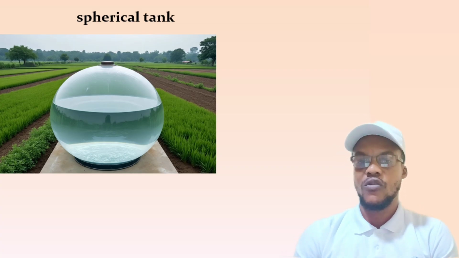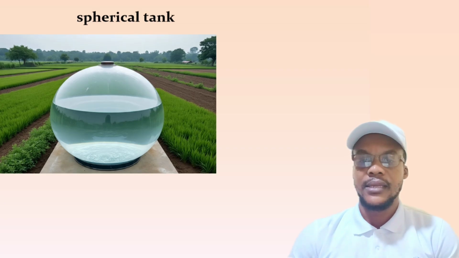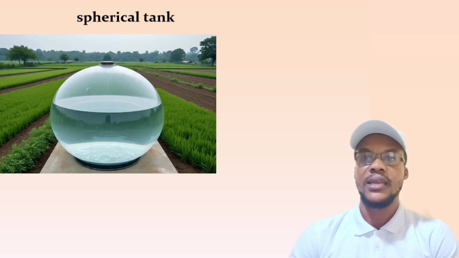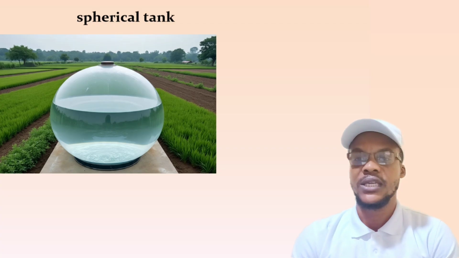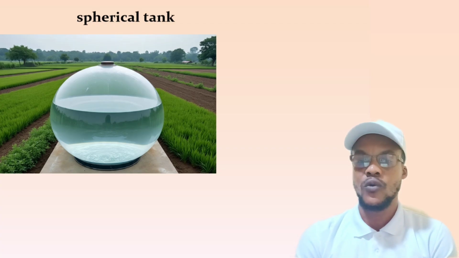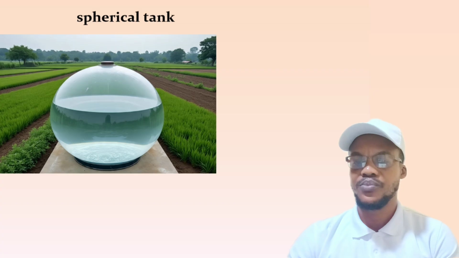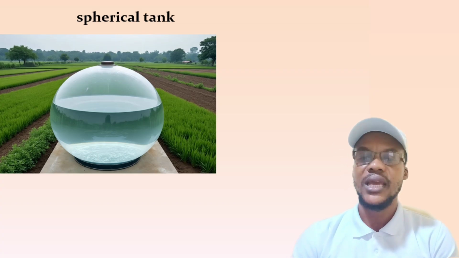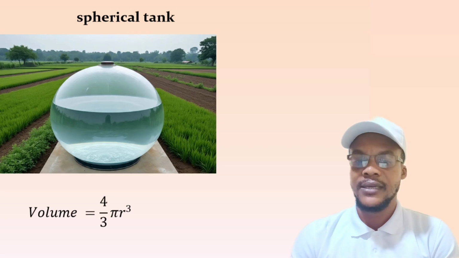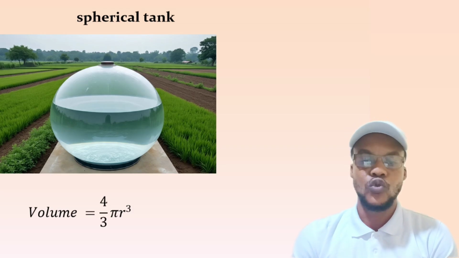When we talk of a hemisphere, because we are dealing with water, we have to look out for the volume of the water. How much volume do we need for the 500-meter square farm? That's what we are looking at. So we have to know the volume of a sphere, which is given as 4/3 pi r cubed.